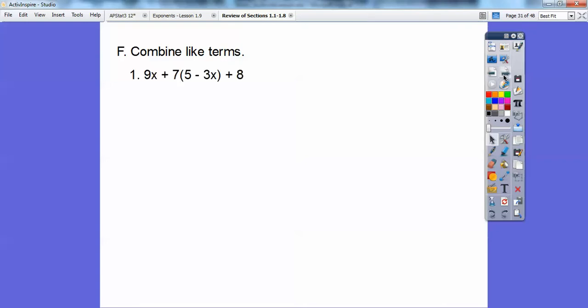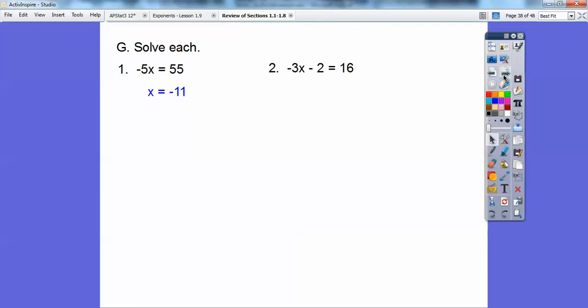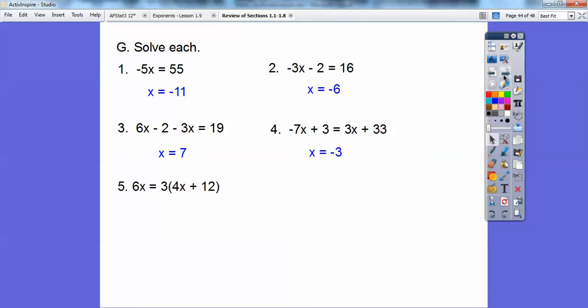Okay, so combine like terms. Here, you're going to combine like terms, and you get negative 12x plus 43. Okay, here, again, hopefully you're pausing it, and that's what I get. Okay, solve each equation. All right, so here's one. That's easy enough. Here's one. There's the answer. Okay, here's one. And that's what I got. How about that one? Okay, that's what I got. Got a couple more. How about that one?